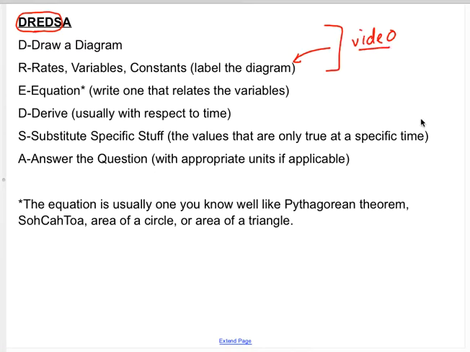The balloon is inflating. The substitute specific stuff is like a picture. It's a single moment in time frozen when certain values are given, right? When the ladder is a certain distance from the building or the balloon has a certain amount of air or whatever. And then lastly, answer the question with appropriate units. If there are units, sometimes there aren't. But again, a lot of my students would do all the steps right and then forget to answer the question, hence DREDSAW. So let's walk through this.